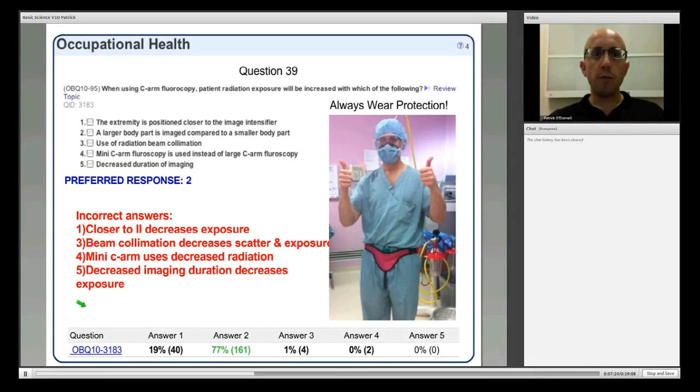When using C-arm fluoroscopy, patient radiation exposure will be increased with which of the following? Correct answer is 2. A larger body part is imaged compared to a smaller body part. So only 77% got that correct. Let's look at answer 1. Closer to the II, the image intensifier decreases the exposure. Number 3, the beam collimator decreases scatter and exposure. Number 4, the mini C-arm decreases radiation exposure. Number 5, decreased imaging duration decreases exposure.